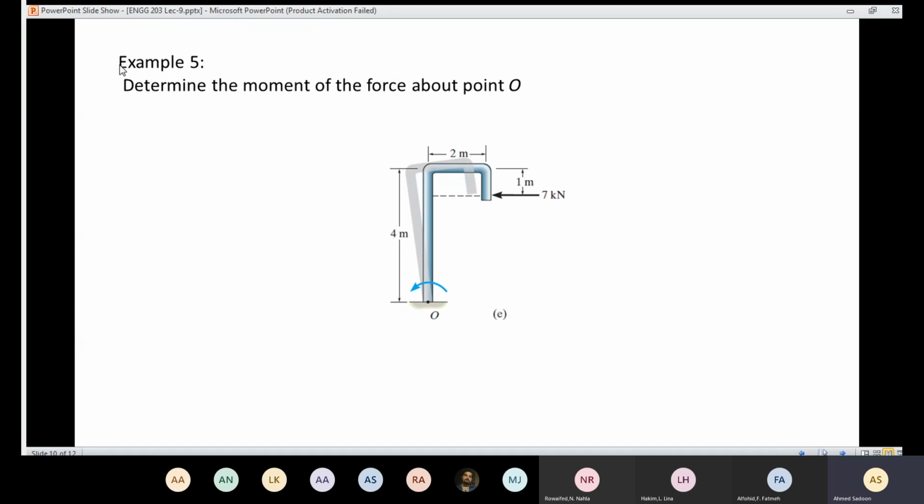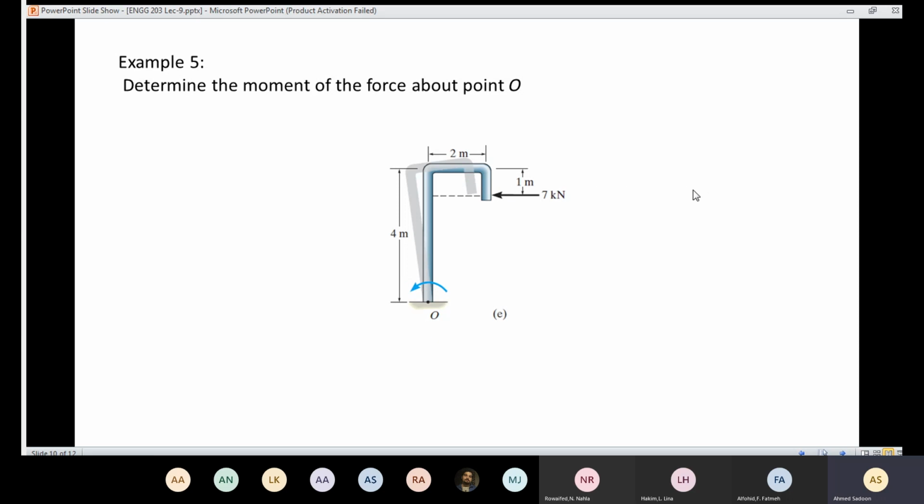Now, the last example, example 5. In the next example, we are going to calculate the resultant. We are going to have more than one force. So here, also he tried to apply a trick in order to deceive you, but you need to know the perpendicular distance. So here it's required to calculate the moment about O. We apply a force here. We need to know the moment about O.